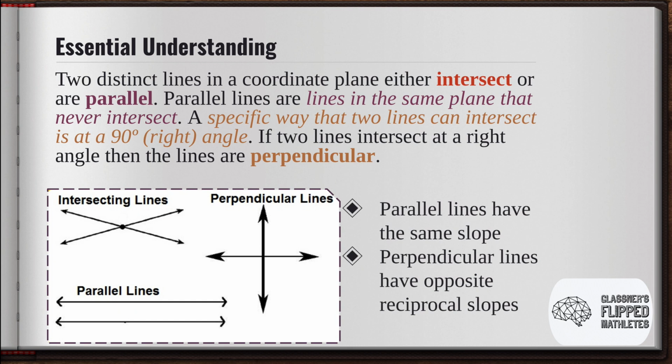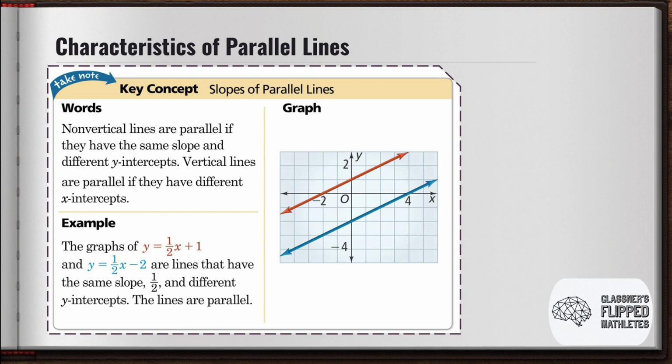Parallel lines always have the exact same slope, and perpendicular lines always have opposite reciprocal slopes, and we'll talk about what that means in a moment. So if you look at parallel lines, and you have to kind of use your imagination here to zoom out on the graph, they're never going to intersect. And they have this property because they have the same slope.